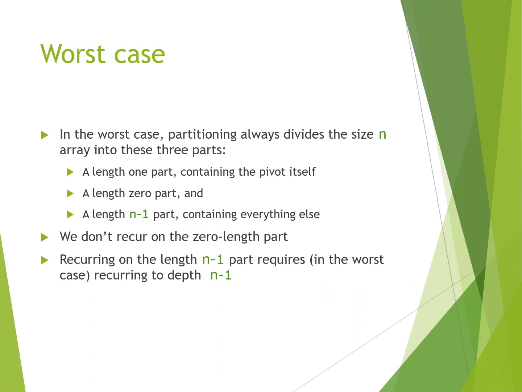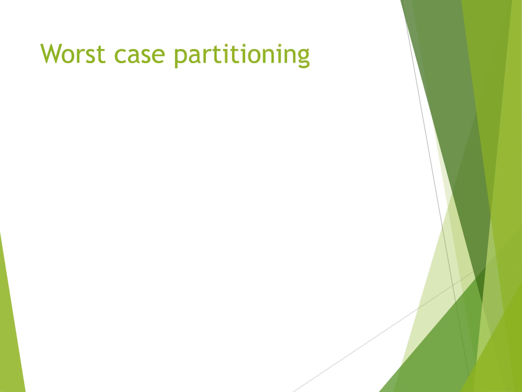In the worst case, partitioning always divides the size n array into these three parts: a length 1 part containing the pivot itself, a length 0 part, and a length n-1 part containing everything else. We don't recur on the 0 length part. Recurring on the length n-1 part requires recurring to depth n-1. Let us take a look at the visual representation of worst case partitioning.